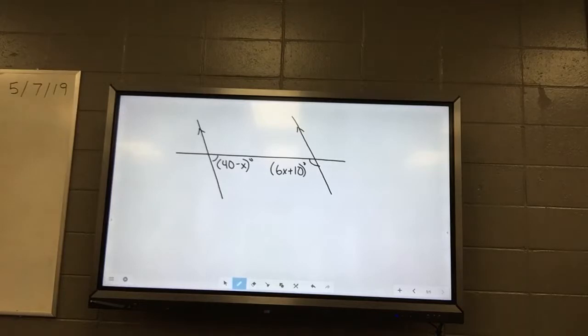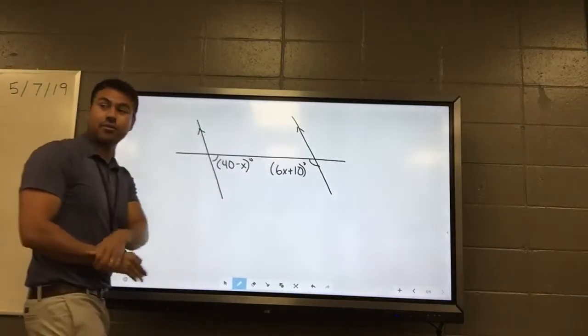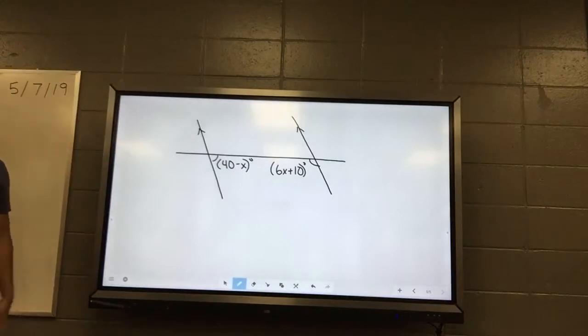Who says alternate interior? Good, because that's not what it is. Who says alternate exterior? It's impossible, they're not exterior. Who says they're corresponding? Well, that's your only other choice, right? These are not corresponding. They're neither. They're none of those. What? That's a trick question. Darius, did you want to add something?